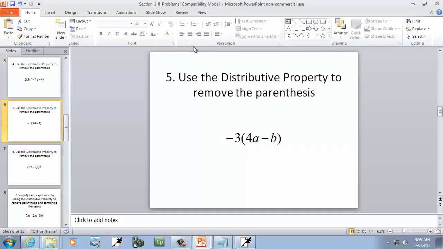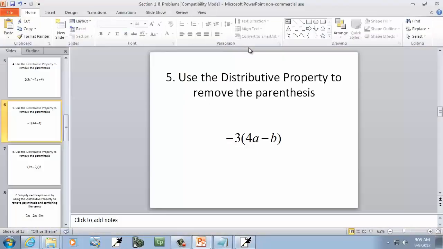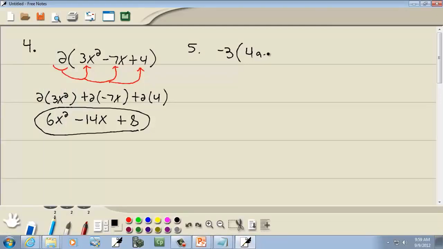Let's take a look at one more in distributive property, and then we'll talk about some. Well, actually, there's 2 more. And here we've got 4a minus b. Again, this negative 3 next to the parentheses indicates multiplication. So we'll take negative 3 times the 4a and times the negative b. So we've got negative 3 times 4a and negative 3 times a negative b.